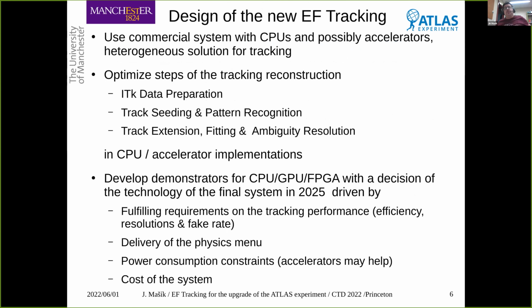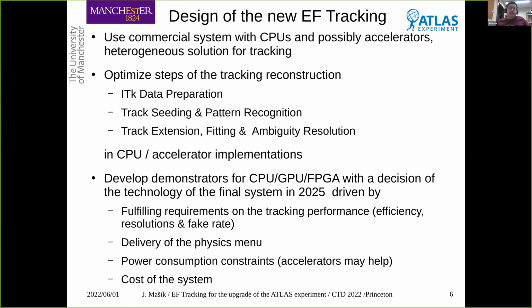So how does the new EF tracking system look like? We will use commercial systems with CPUs and possibly accelerators, not only providing the complete solution by one of these technologies, but possibly also having a heterogeneous solution for the tracking. What this means in terms of development is that we need to optimize the basic blocks of the tracking reconstruction, the data preparation, seeding and pattern recognition, track extensions, fitting, and ambiguity resolution, in implementations for CPU or accelerators.